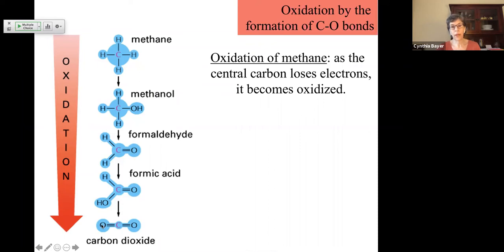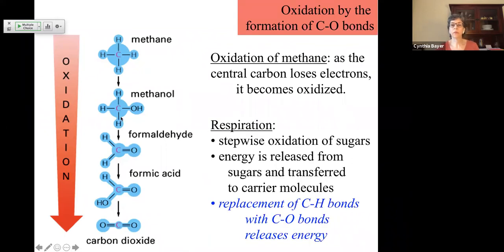The 4 pairs of electrons it's sharing with those 2 oxygens spend more of their time around each of the oxygens than they do the carbon. So in this illustration, what we're showing is the stepwise oxidation of methane to carbon dioxide. Each of those steps is releasing some energy.